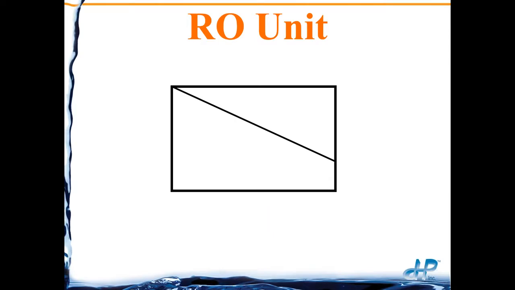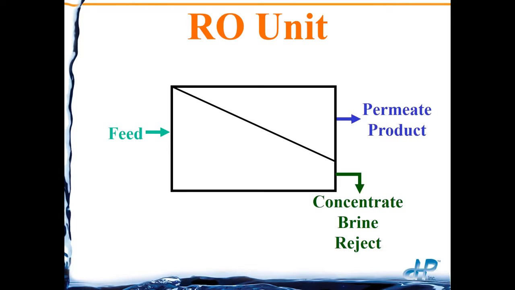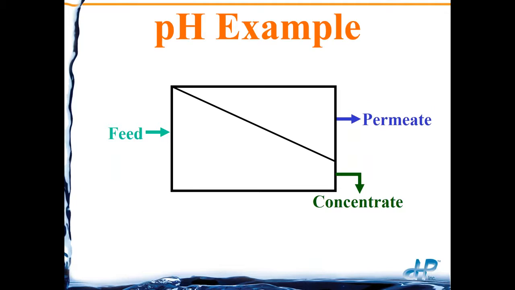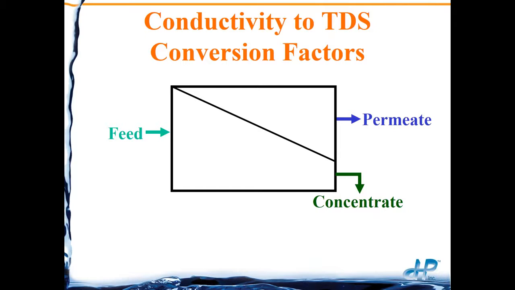So this rectangle is going to represent an RO unit, and that line is going to represent the membrane inside an RO unit. Feed water enters the RO unit. Due to the pressure, water passes through the membrane and becomes permeate or product water. What doesn't go through the membrane exits as concentrate, brine, or reject. Because of CO2 going through the membrane, you'll see that permeate pH is going to be lower in almost all waters than the feed, and the concentrate will have a little higher pH, and that's due to CO2 going through the membrane.